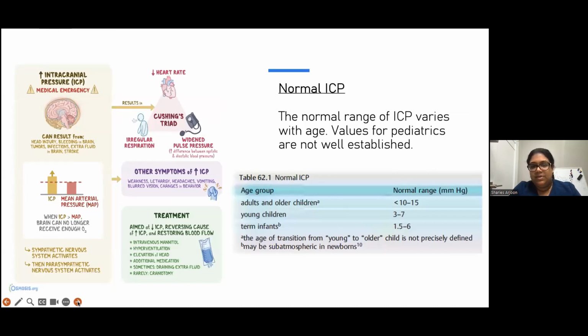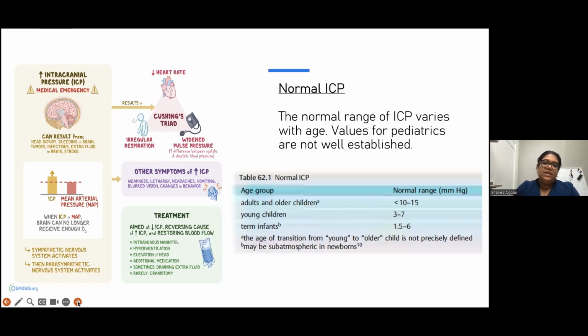So the normal ICP values vary with age, and the values for pediatrics are not well established. The estimated normal range for adults and older children is less than 10 to 15 millimeters mercury. For young children, 3 to 7, and term infants, 1.5 to 6. The signs of increased ICP, of course, we know the Cushing's triad, where there's bradycardia, irregular respiration, and hypertension.